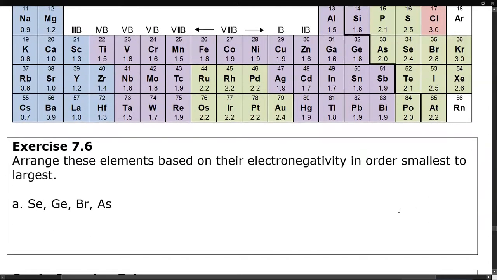So if you arrange these based on electronegativity, you can see there's selenium and germanium and bromine and arsenic. So we can see that germanium is the smallest, then arsenic, then selenium, and then bromine. So if we write those out, we've got germanium, arsenic, then selenium, then bromine. And that would be your ordering in this particular case.